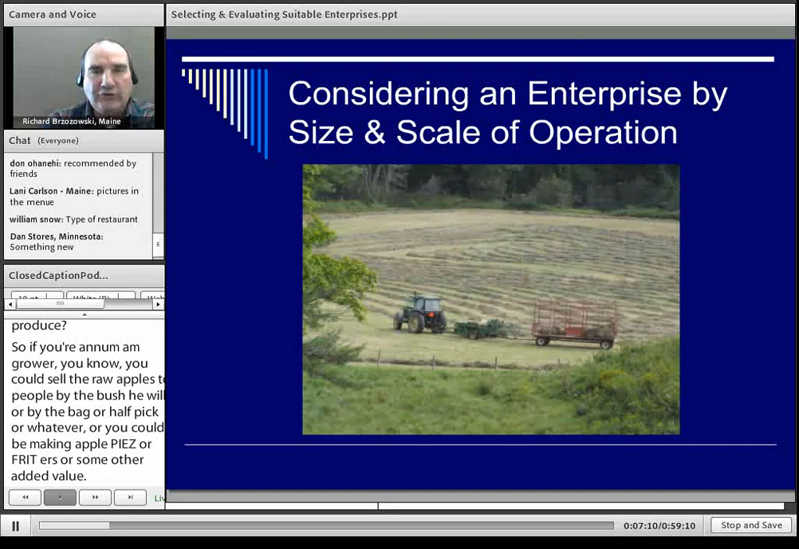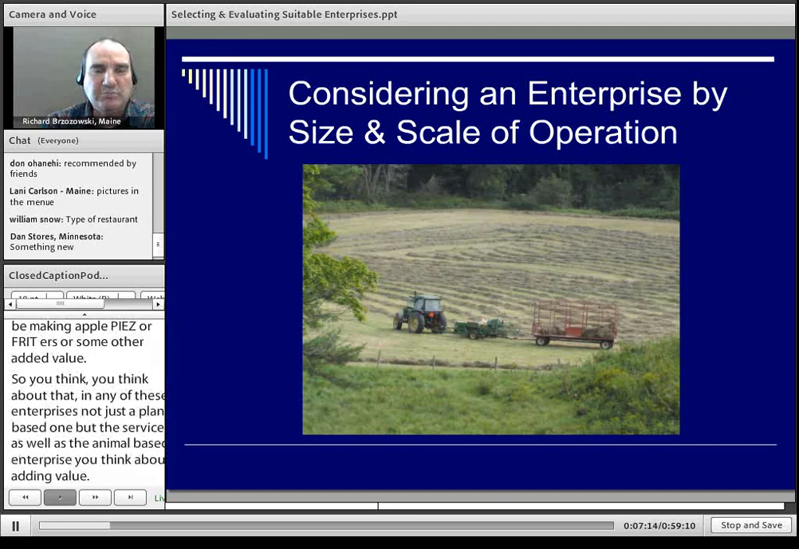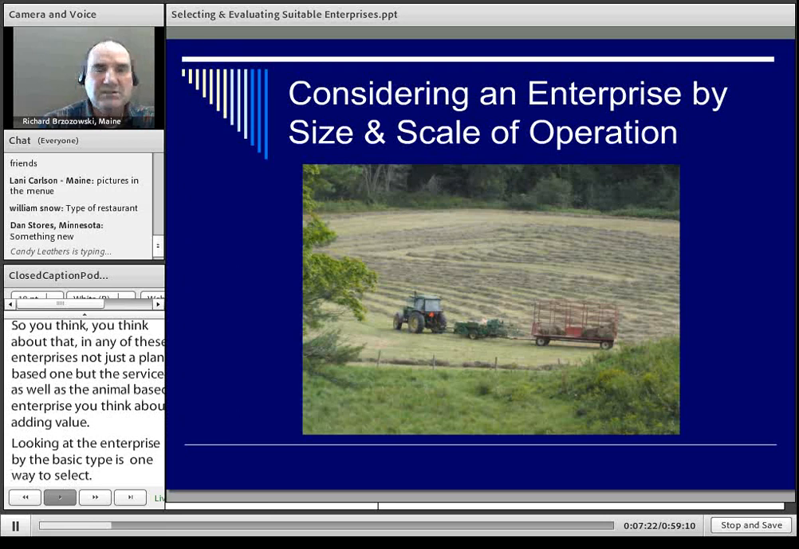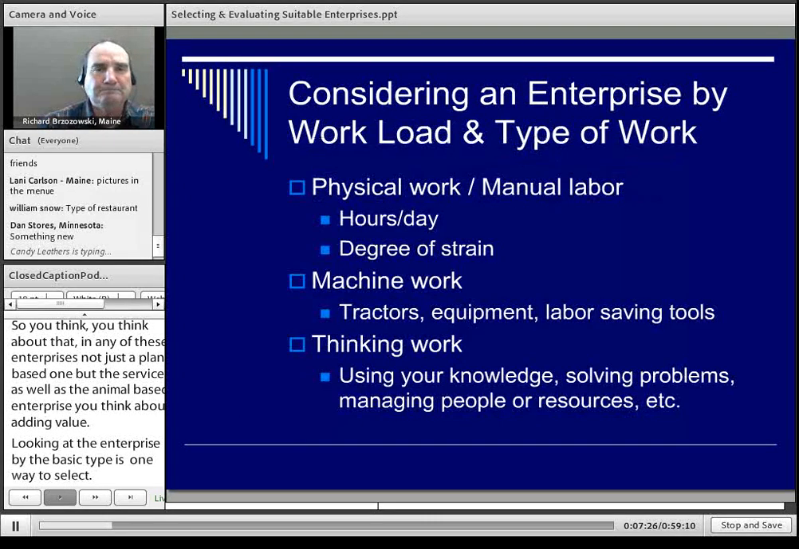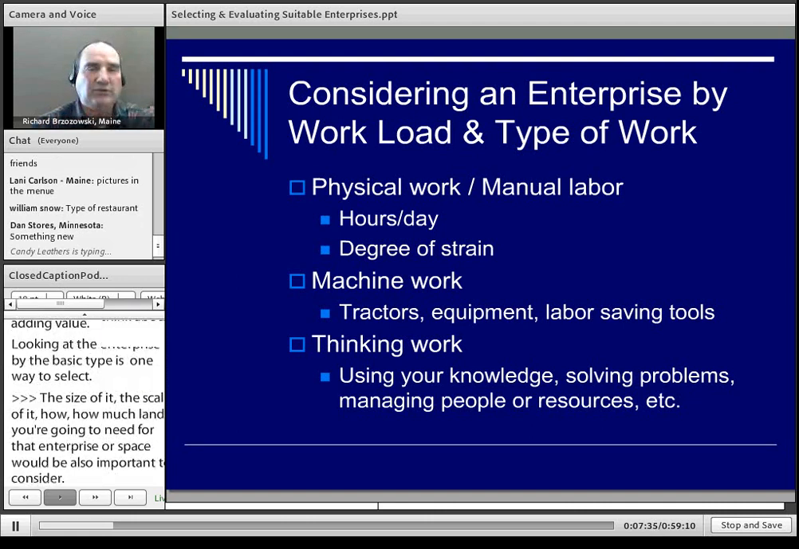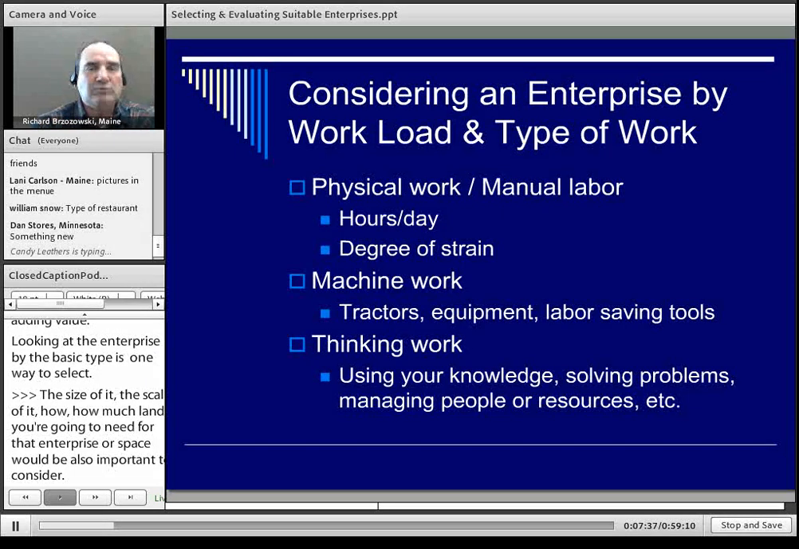Another consideration is how big of an enterprise should this be? The size of it, the scale of it, how much land you're going to need for that enterprise or space would also be important to consider. And then another area to consider would be the workload itself or the type of work that you're going to be asked to do or required to do for this enterprise to be successful.